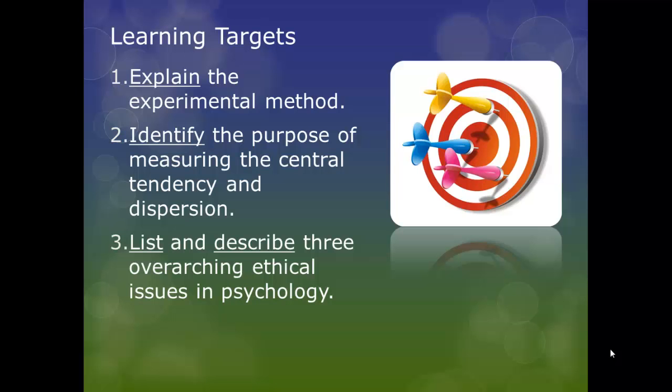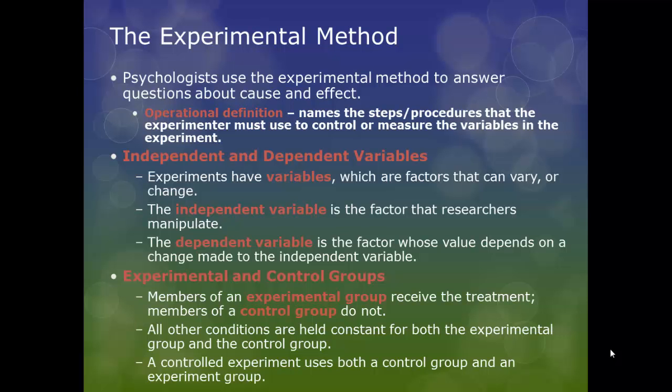This is on the experimental method and ethical issues that we must consider in psychology. So let's get started. Your learning targets for today are to explain the experimental method, to identify the purpose of measuring the central tendency and dispersion, and listing and describing three overarching ethical issues in psychology. At least three. We're going to mention some more.